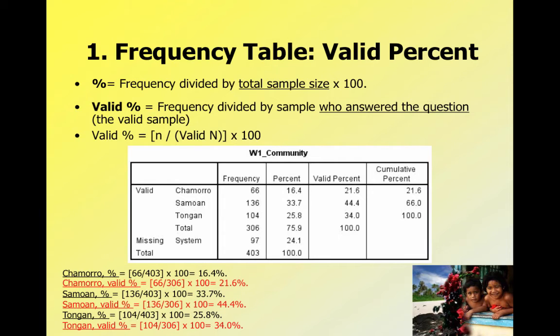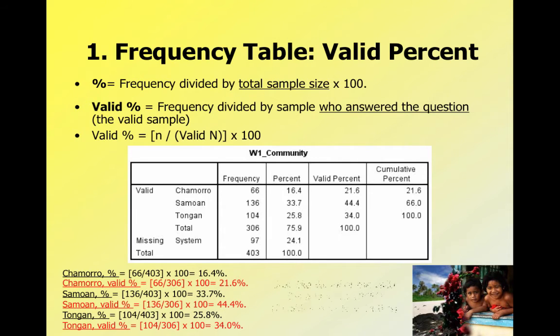But for our valid percent, we still have 66 people who said that they identify as Chamorro. But we're not necessarily now talking about the percentage of the entire sample. We want to know of the people who answered this question, which in fact was 306 people, 21.6% of these 306 people identified as Chamorro. So the sample size that we're using for valid percent in this example is 306, not 403.